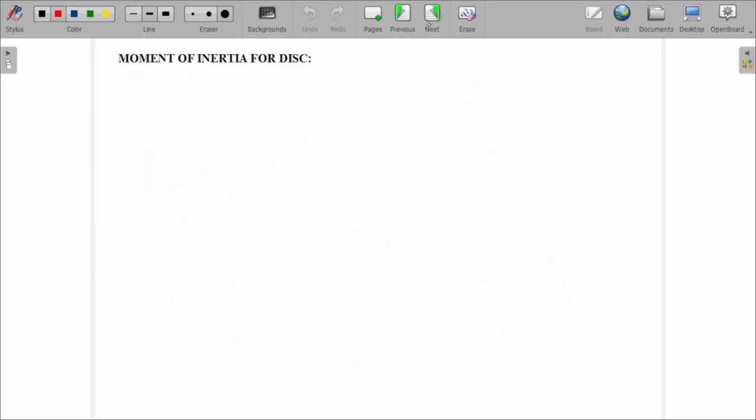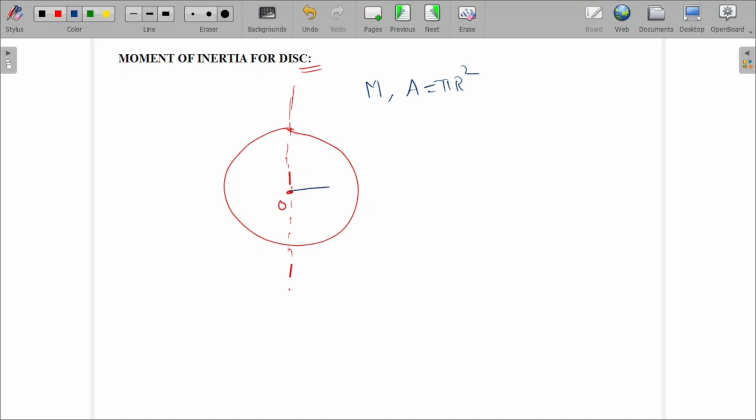Clear now? Next, what is the moment of inertia for a disk? We are about to do the disk now. So I have a disk, like a plate. Here will be the center of the axis of rotation, the center of mass. Let's consider it the origin point. Now the total mass is M, and it has an area A. What is the area of this plate? Let's consider the radius is r, so the area is pi r square.